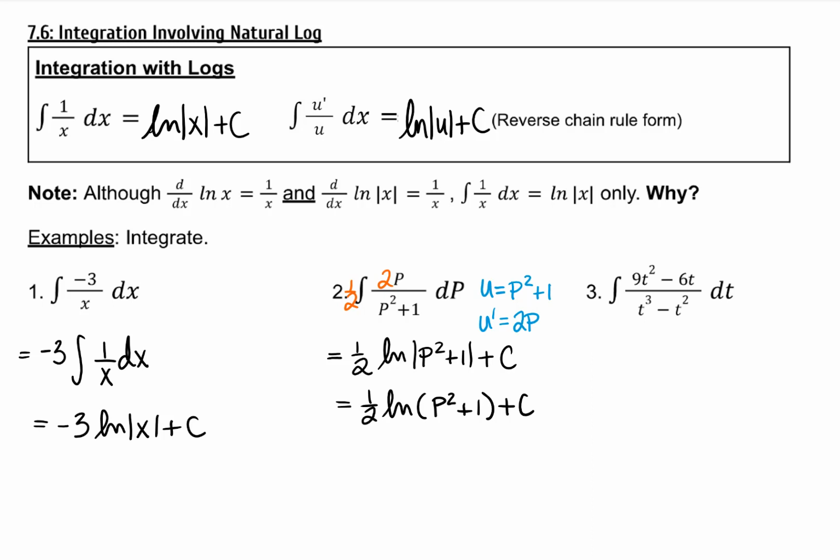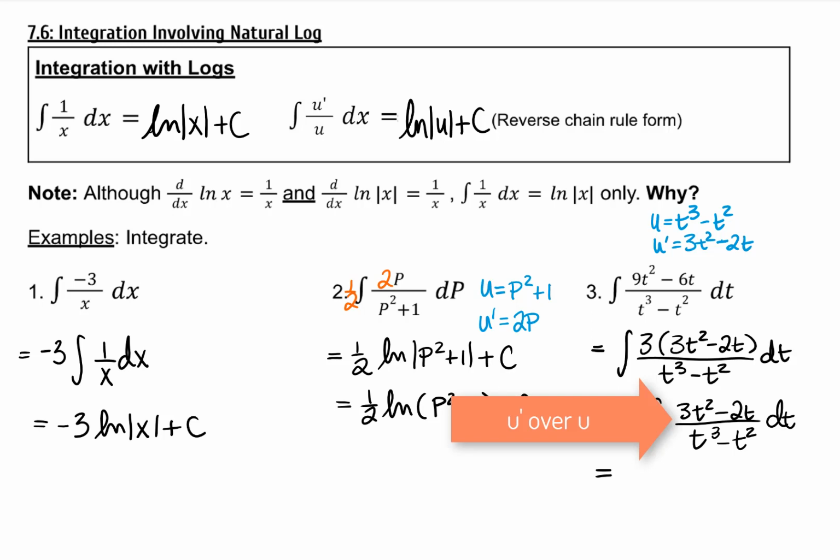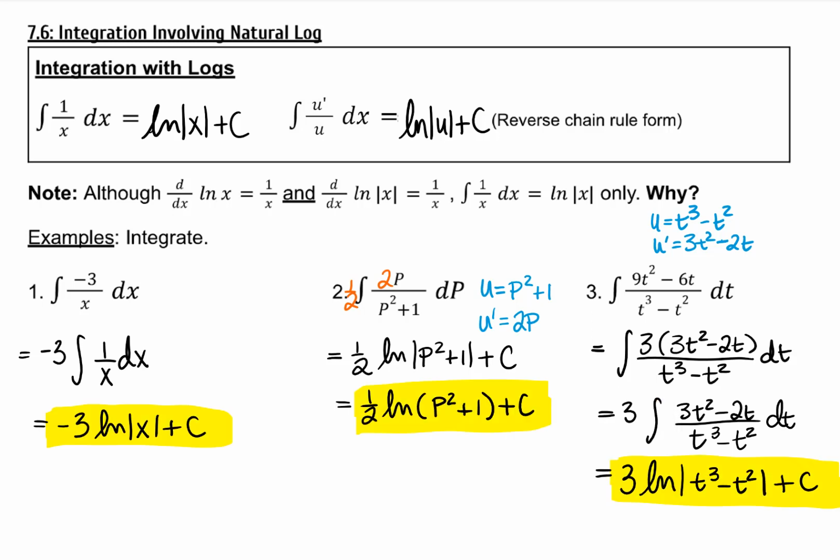Perhaps we have u prime over u. If u is t cubed minus t squared, then u prime is equal to 3t squared minus 2t. That is very similar to what we have in the numerator. In fact, if I factored out a 3, then I would actually have that. And that would be my result.